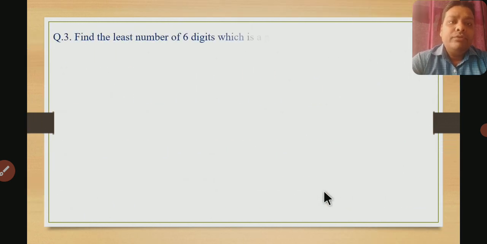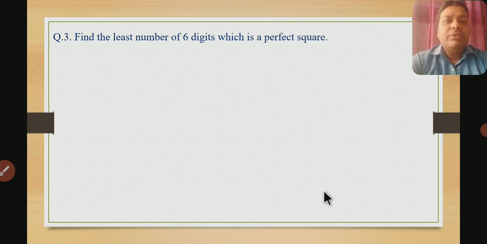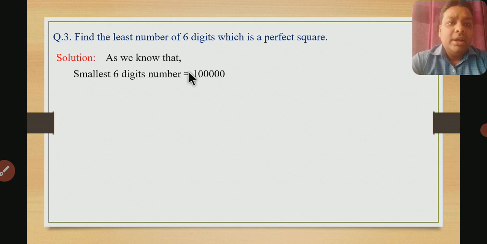Now let's see another question. Now we have to find the least number of 6 digits which is a perfect square. Least number of 6 digits we already know. Least number of 6 digits means what? That is 1 and 5 times 0 clearly. Now let's find the square root of this number.